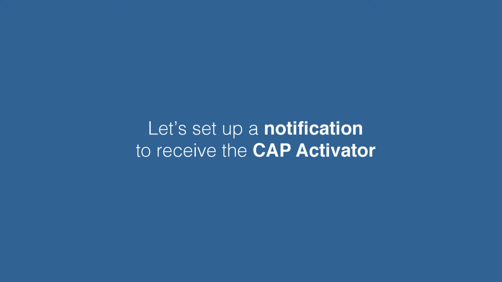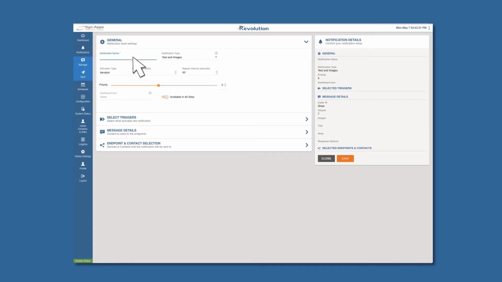Let's set up a notification to receive the CAP activator. First, give the notification a name. We recommend using the text-to-speech notification type for weather alerts.